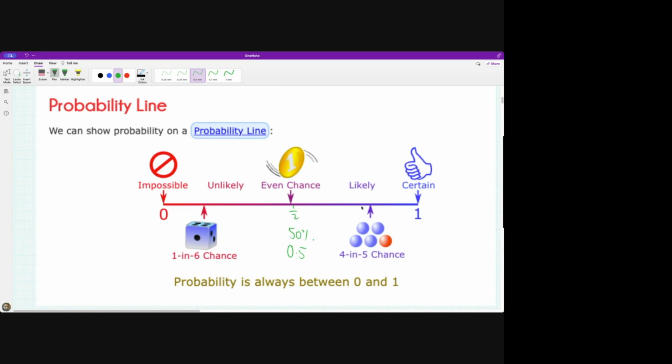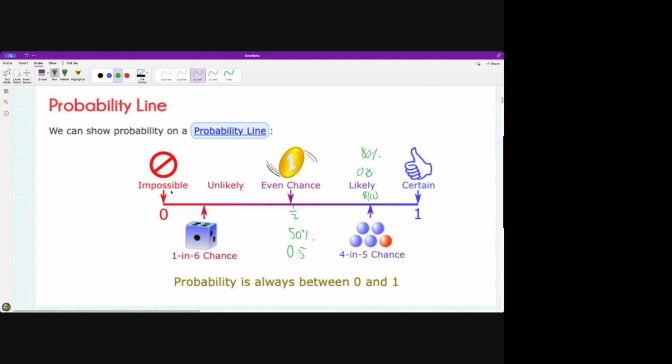If it is more likely to happen than not, so we go to the right, what's a 4 in 5 chance? Well, that would be an 8 out of 10 chance, or 0.8, or an 80% chance. And that's pretty likely, it's most likely going to happen. If I get to here, it's certain, it's definitely going to happen, and that's 100% or 1. If I go to the left, let's say a 1 in 6 chance, this is not very likely. If you throw a dice, you might get a 6 sometimes, but it's not super likely, so we write that in the unlikely part of the probability line. And if we get down to 0, it's impossible.